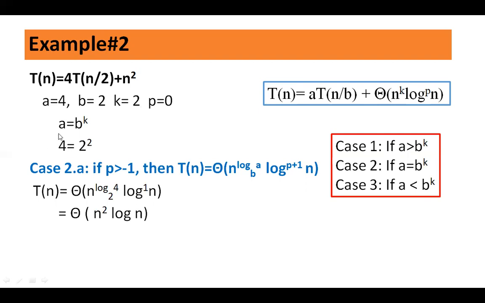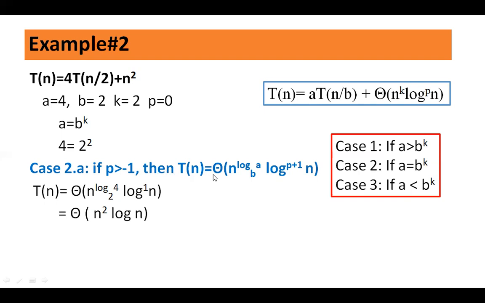Now, again, you will be checking whether it belongs to case 1, 2, or 3. Let us calculate: A is 4, B is 2, and K is 2. So 4 is equal to 2 raised to 2. So A is equal to B raised to K, that is case 2. Under case 2, we have 3 subcases which depend on the value of P. Now P is equal to 0, so it is greater than -1.